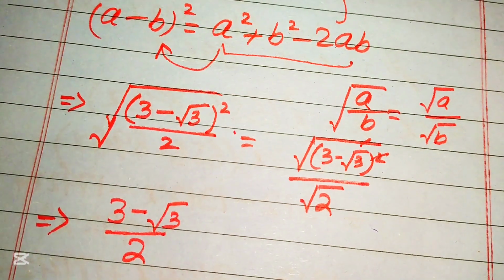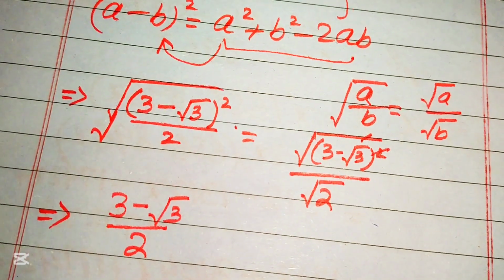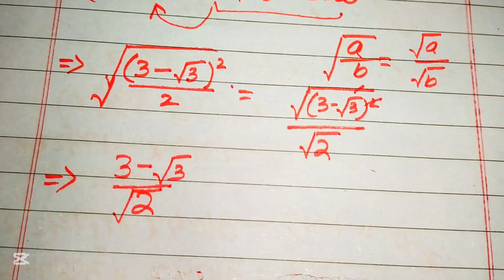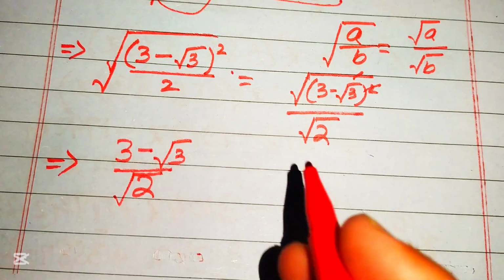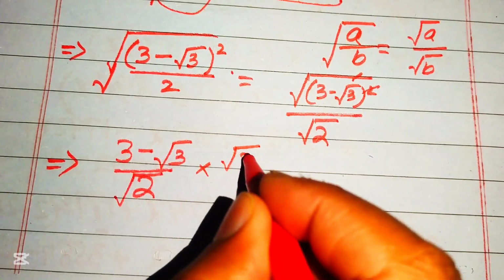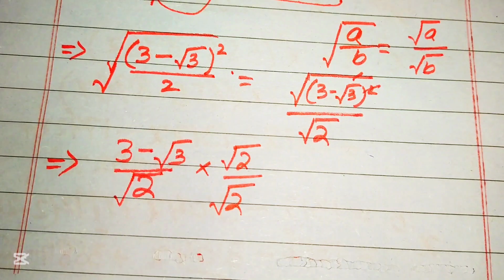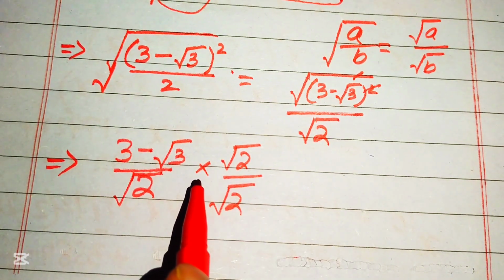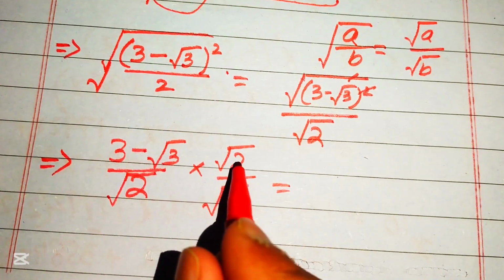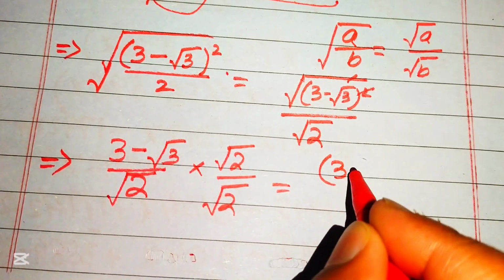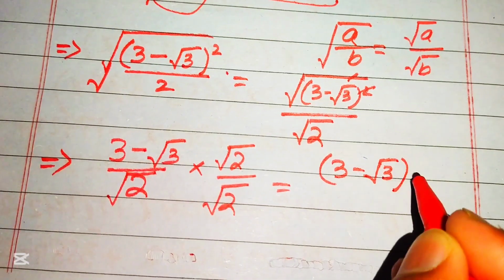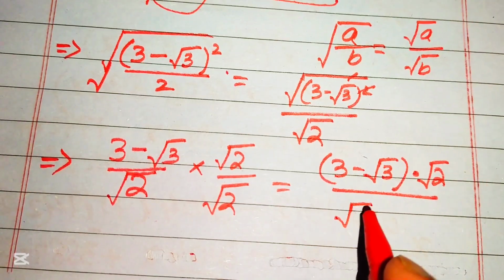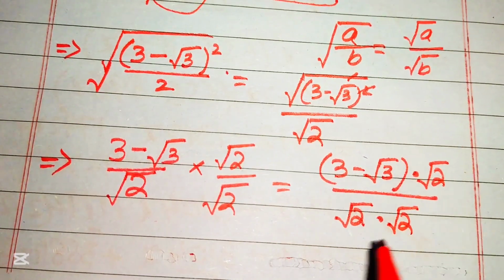So now in the next step, we need more simplification. In order to write our answer into a more simplified form, we need to multiply and divide this algebraic expression by the square root of 2. When you multiply this term with the square root of 2, it will be written as (3 minus square root of 3) multiplied by square root of 2, and here we have square root of 2 multiplied by square root of 2.